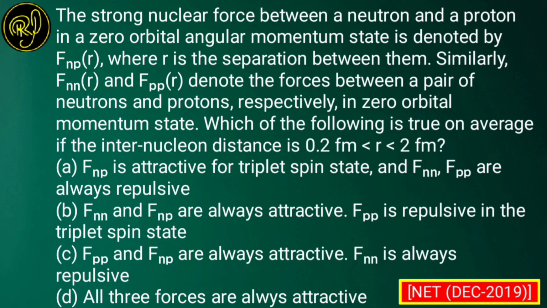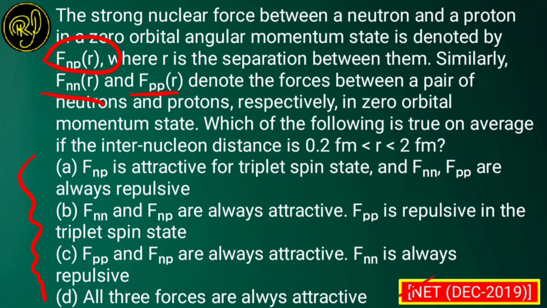This question was asked in NET December 2019. I know the question seems quite big, but if I give an overall summary, the question is saying that if Fnp denotes the force between a neutron and proton, Fnn denotes the force between neutron and neutron, and Fpp denotes the force between proton and proton, then which of the following options is true?